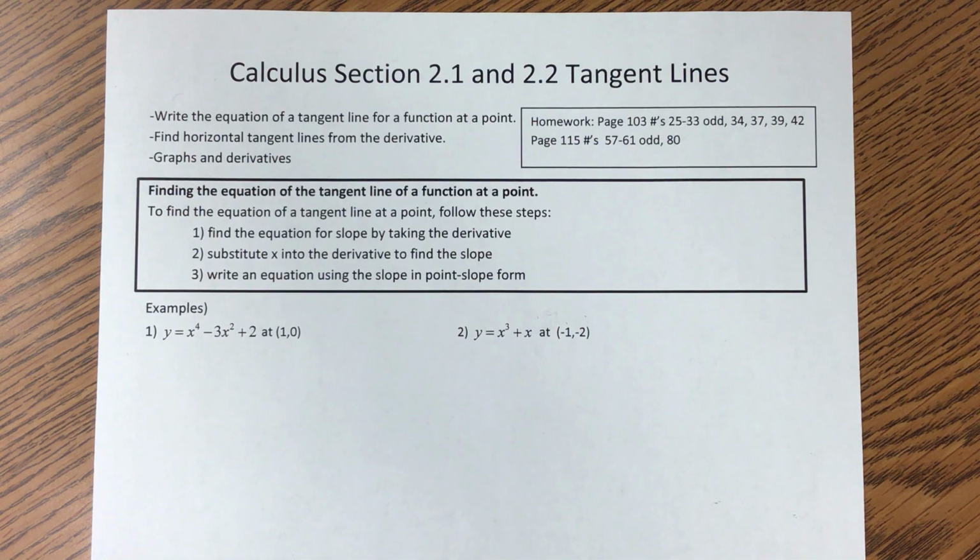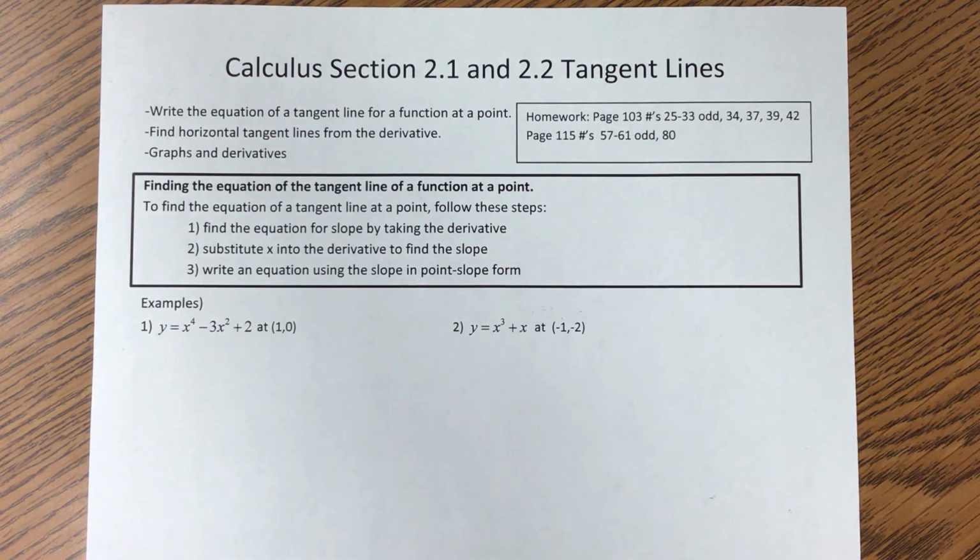Section 2.1 and 2.2 of our textbook has to do with tangent lines. We are going to write the equation of a tangent line for a function at a point, find horizontal tangent lines from a derivative, and look at some graphs and derivatives.